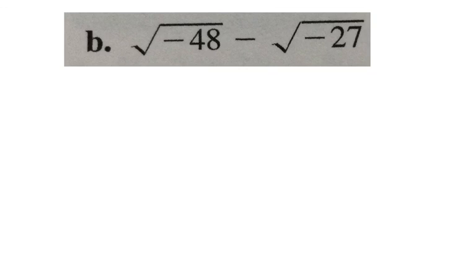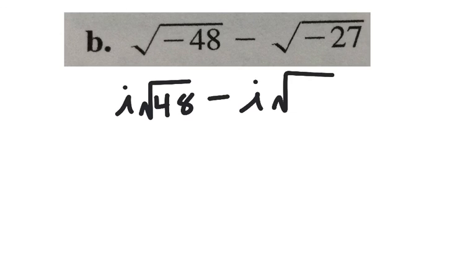So again, I've got these negatives underneath the square root. So you saw the process that I did. I'm going to write it times -1. Essentially what's happening is I'm pulling an i out. Right? So I have i radical 48 minus i radical 27.